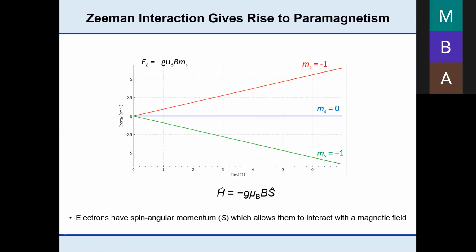Hence why you don't see oxygen concentrating itself around magnets as a gas. You have to cool it down so that it enters the liquid state.